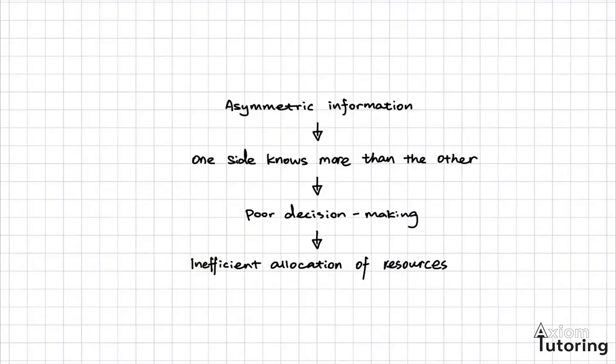Eventually, the wrong goods or the wrong participants may dominate the market, and mutually beneficial transactions may not take place. So asymmetric information can finally lead to market failure, because the free market may fail to allocate resources efficiently.